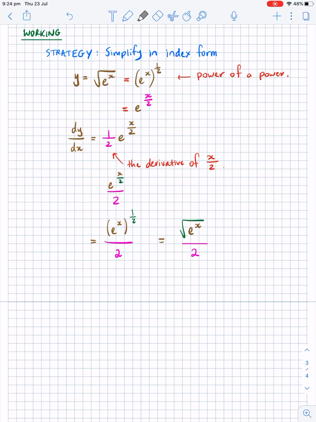So the way that we do that, we need to split up our x over 2, and see how this was originally something that looks like this. We can go back to that. So our x over 2 is the same as x to the power of 1/2. And then finally our power of 1/2 can change back to our square root symbol. And we get this as our final answer.